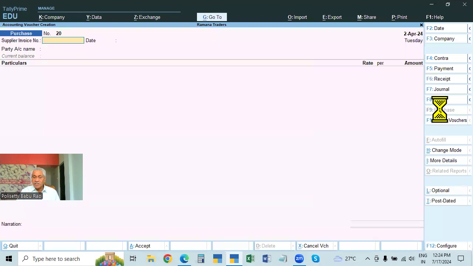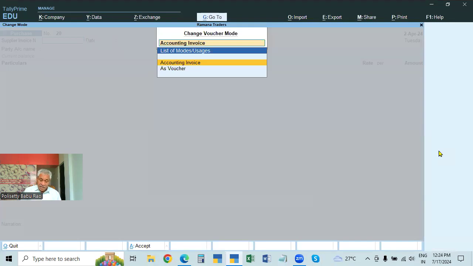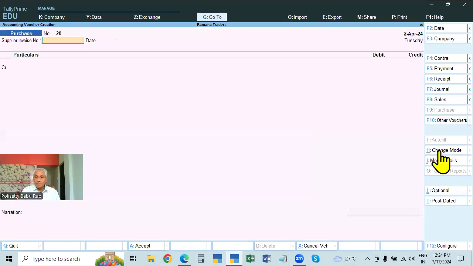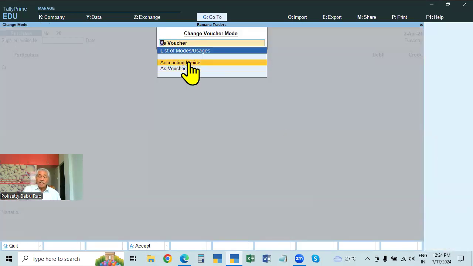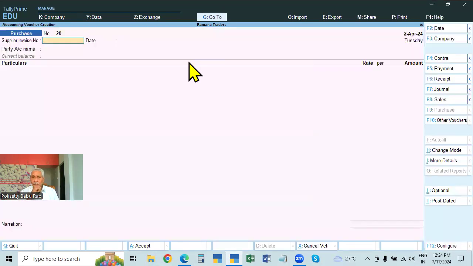In the case of sales, purchases, and returns, there are two types, called single entry and double entry. Double entry is shown as voucher, and voucher means debit and credit. Single entry is shown as accounting invoice, because purchase and sales deal with invoices. Here you give the details of the services as well as the goods.